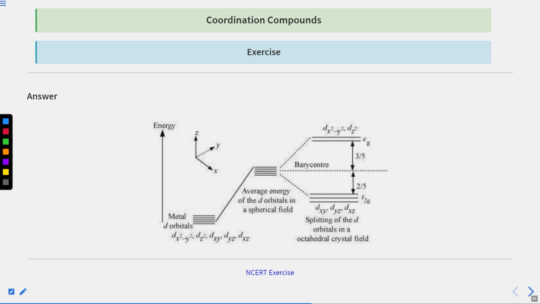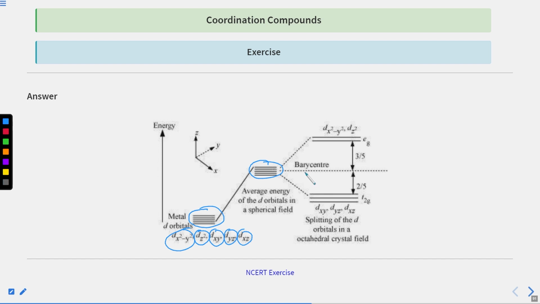So first of all, we have a d orbital. We have the set of d orbitals: dx square minus y square, dz square, dxy, dyz, and dxz. Now, as soon as the ligand approaches, the energy of these orbitals rises. You can see here that the energy is raised. Now, why is it raising? The reason is that metals have electrons, orbitals have electrons in them, and when ligands approach, they approach through their orbital part. Since there is repulsion between the orbitals of the ligand and the metal, the energy of the d orbitals increases and moves to this part.